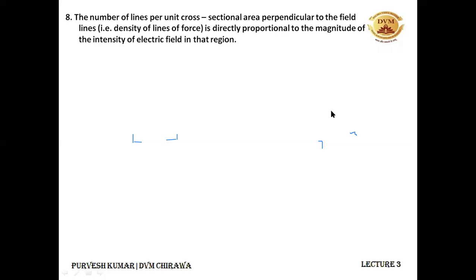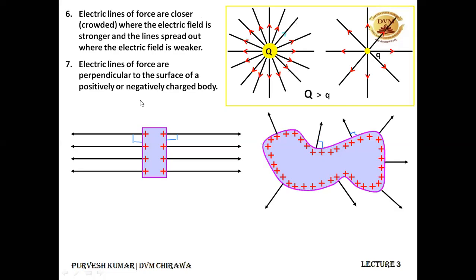Okay, someone has asked me to explain property number 7 again, so I will explain it again. See, the electric field lines are perpendicular to the surface from which they are coming out. This is my surface. You can see it has a purple colored boundary and it is a positively charged surface. The electric field will come out, so the angle it makes with the surface will always be 90 degrees.